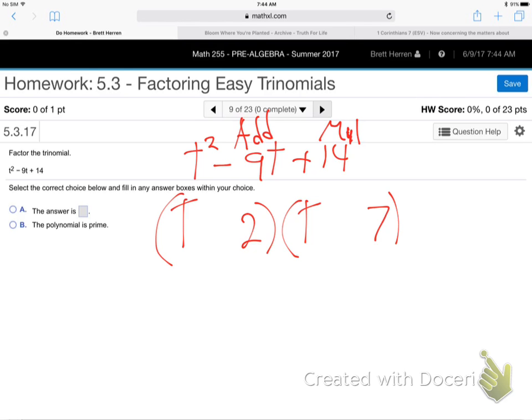But how do the signs go? Now remember the rule that you can take to the bank. The sign in the middle goes on the bigger. Now the other one might also have that sign, or it might be the opposite, but it's always the case that the sign in the middle will go on the bigger.